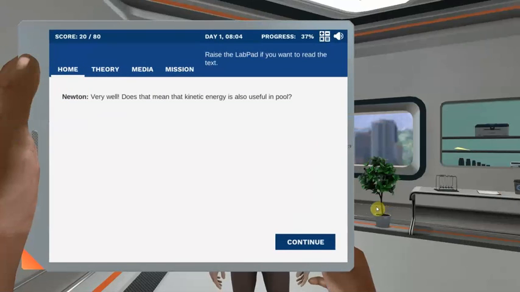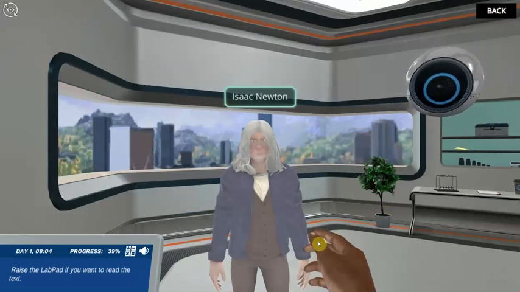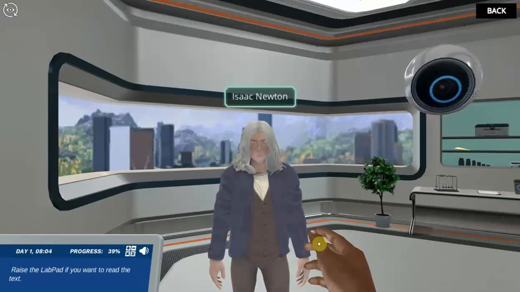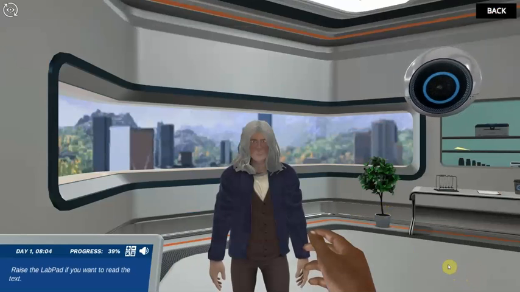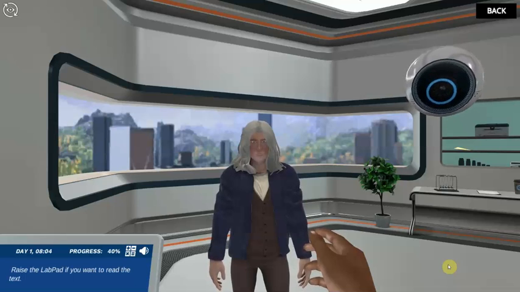Very well. Does that mean that kinetic energy is also useful in pool? The answer is, not always. Conserved quantities are very useful in pool. They help you predict the direction and velocity of the cue ball. But, as we have just seen, kinetic energy isn't always a conserved quantity. I see, the kinetic energy is useful just when we deal with elastic collisions, in which the kinetic energy is also conserved. Now I want to experiment with balls of different masses and see what is conserved.